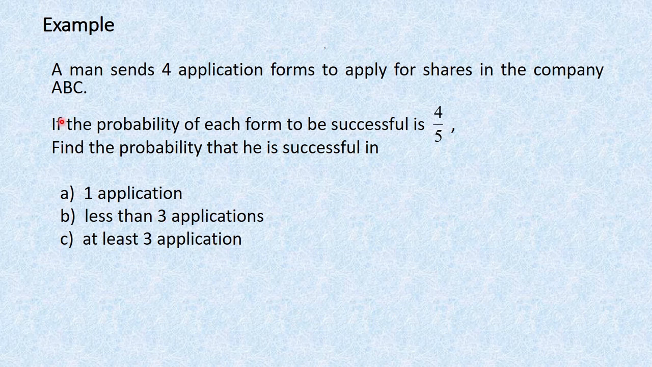Okay, we move to the next example. A man sent application forms to apply for shares in the company ABC. If the probability for each form to be successful is 4/5, find the probability that he is successful in A, one application, B, less than 3 applications, C, at least 3 applications. From the information we have n equals to 4, p equals to 4/5.